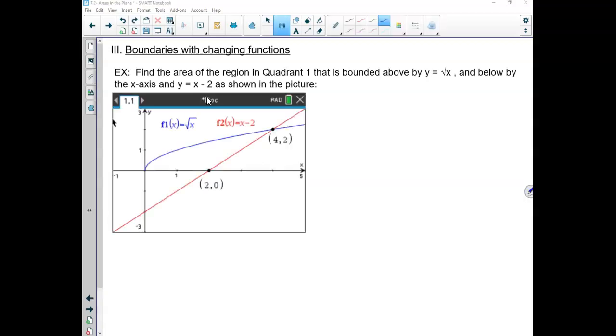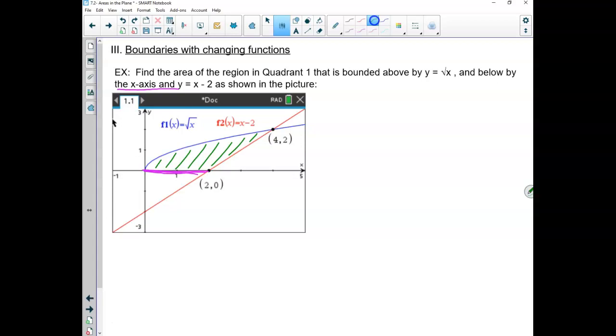So what I did here was I drew everything in there, and I have my f of x equals square root of x, and I have my y equals x minus 2. But it's also bounded below by the x-axis, it says. So my bounded area is actually going to be right in here. This is my bounded area, because they needed 3 curves to bound this area.